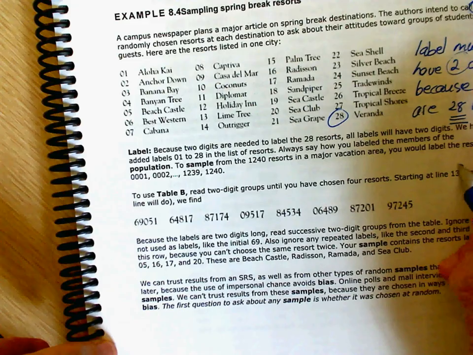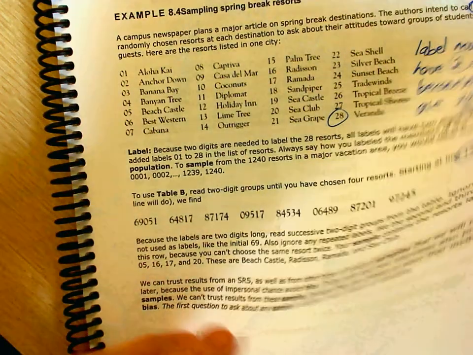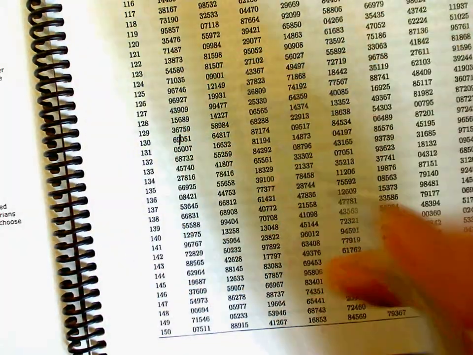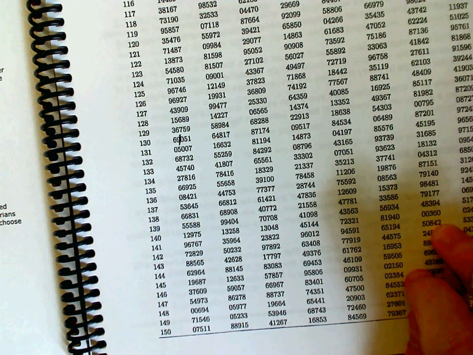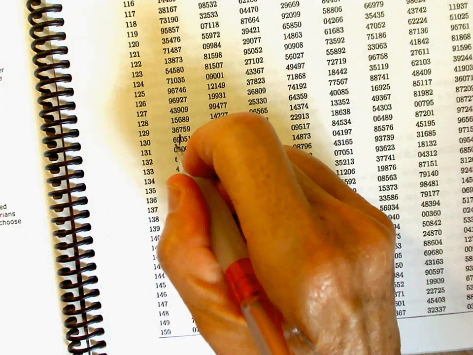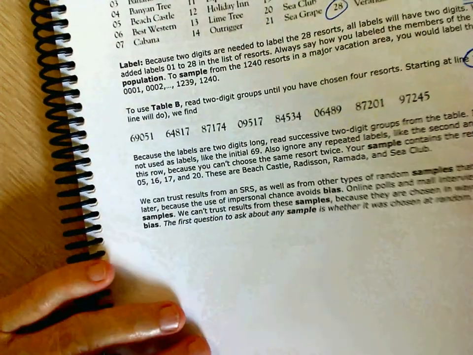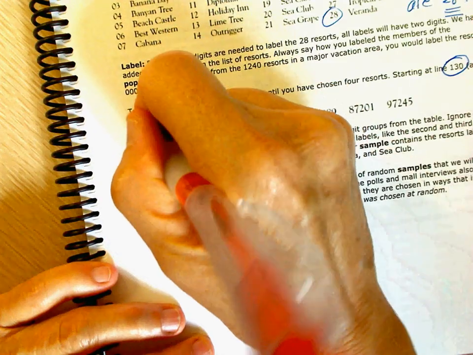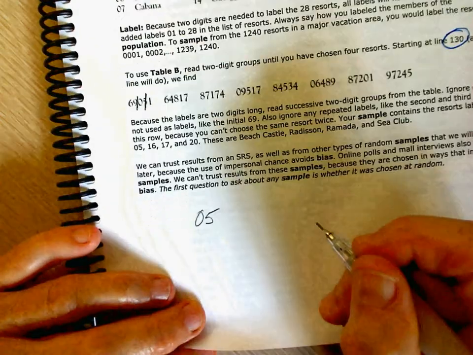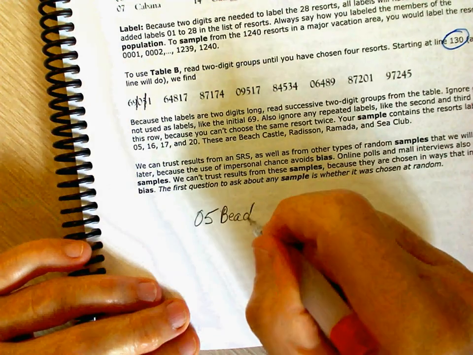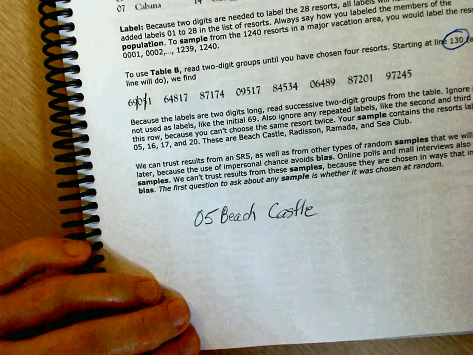Now they want us to start at line 130. Okay, let's go to the table. Let's go to line 130 and read off by 2. Here's line 130, 69. Well, we only have 28 resorts, so 69 is too big. So we're going to choose resort 05. Actually, they have it for us here. Resort 05 will be the first resort in our sample, Beach Castle. Right? Now the next one is 16.